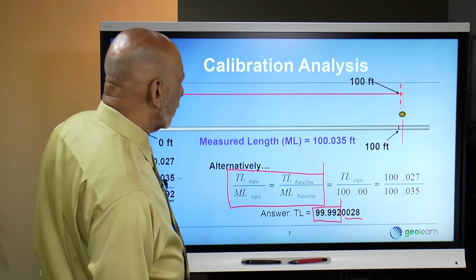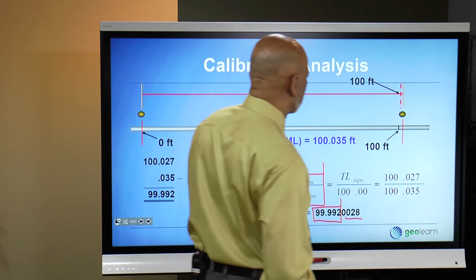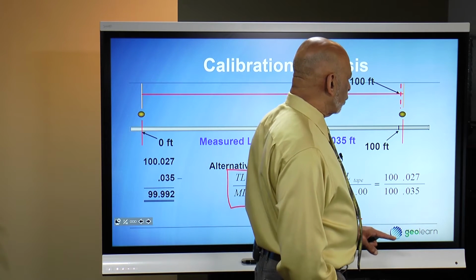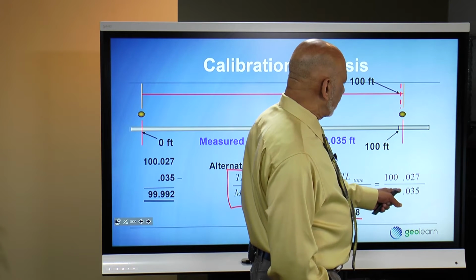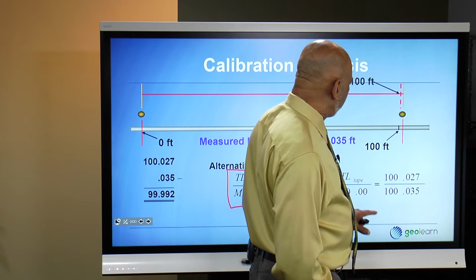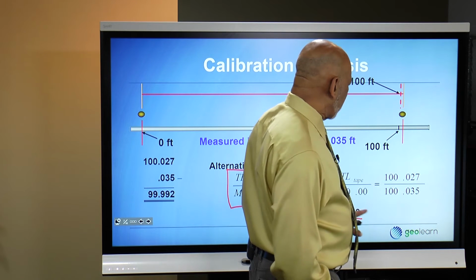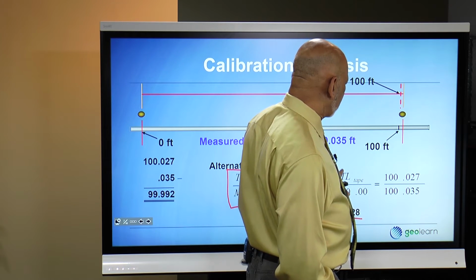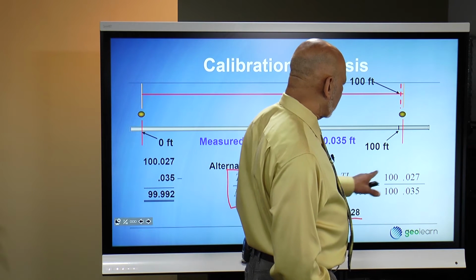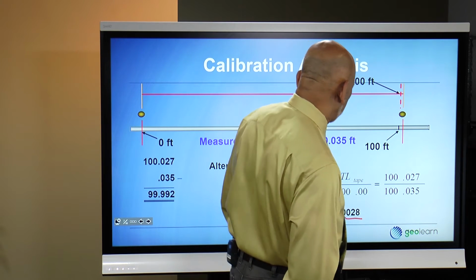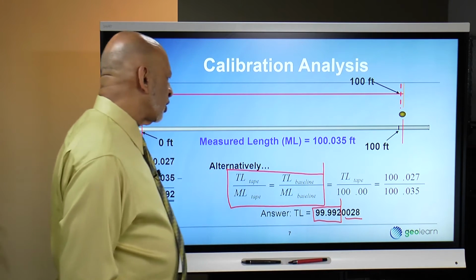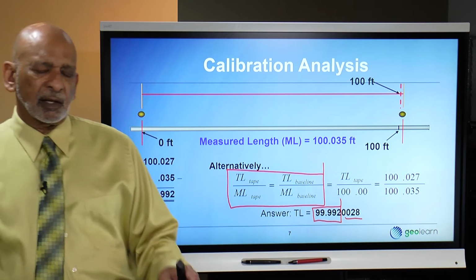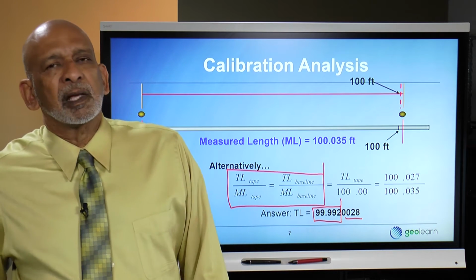Now, on the cross multiplication, you may be able to see that it's even easier than what I just described, because if you took the 100.027, divided it by 100.035, and you simply multiply both sides of the equation by 100, that means that 100 on the left side cancels out, then you would get this same 99.992 as your answer. So that is how the calibration works, and this is something that you may want to spend some time thinking about.